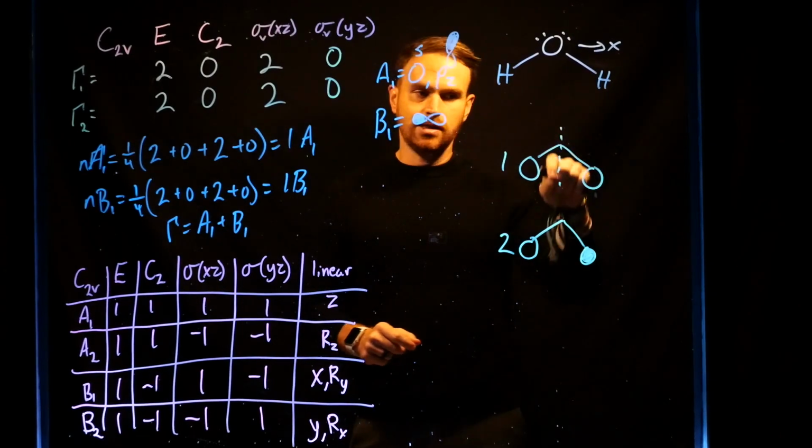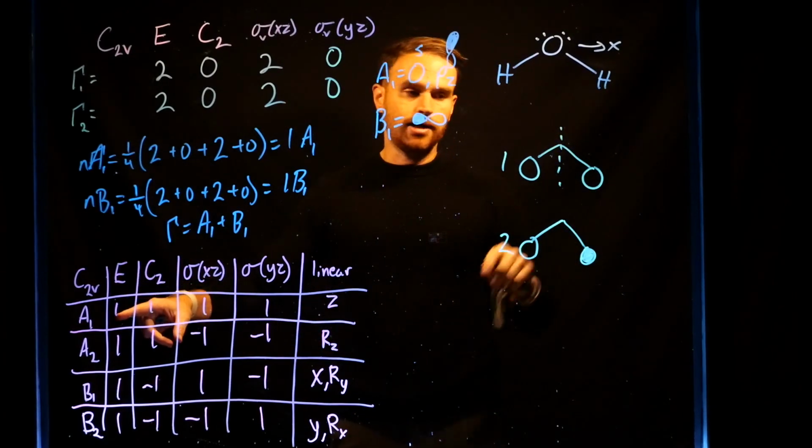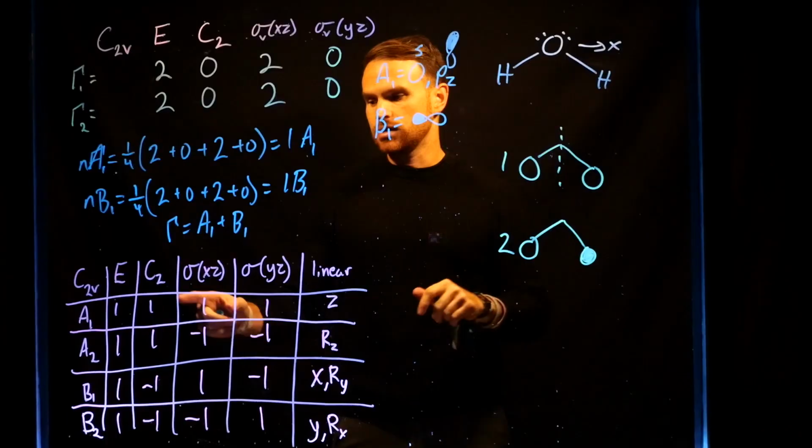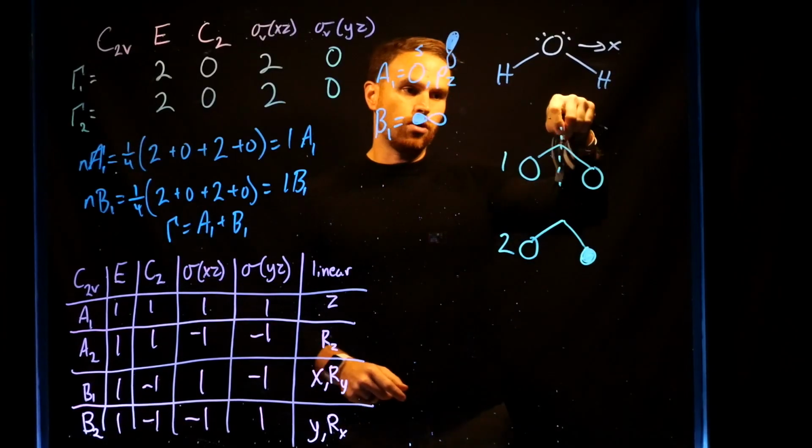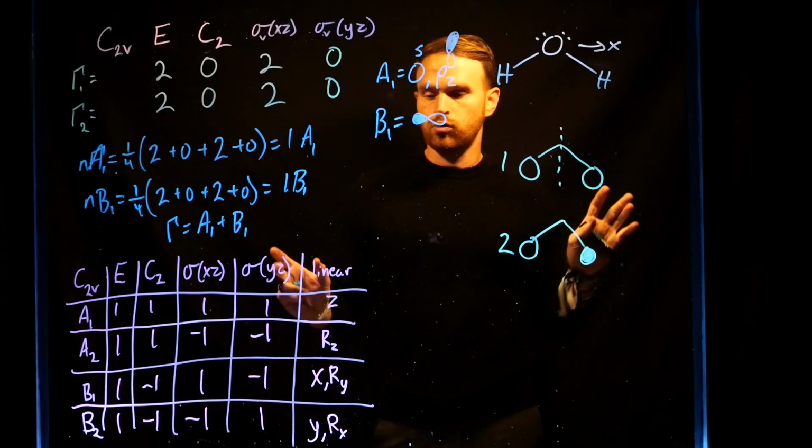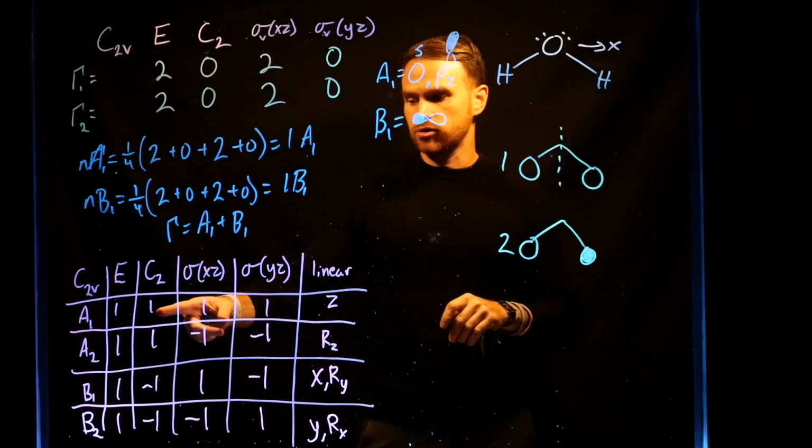So remember, this is the z-axis. If we were to do an identity on this, everything would look the same. If we were to do a C2 rotation, all the molecule would look the exact same. So this would also be a 1.